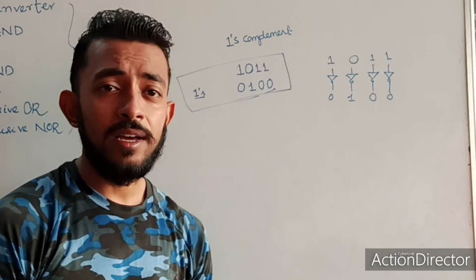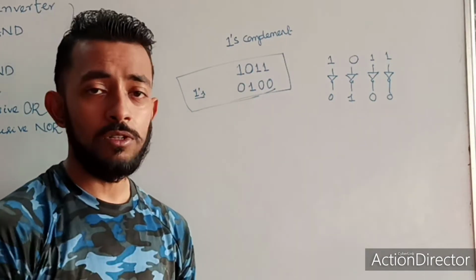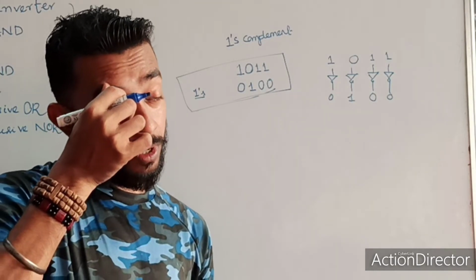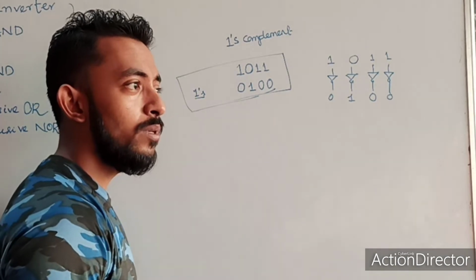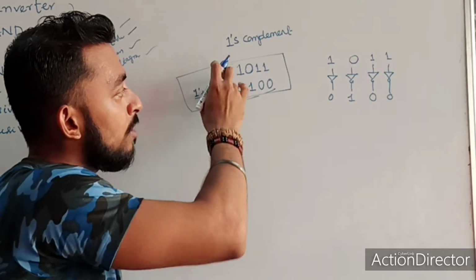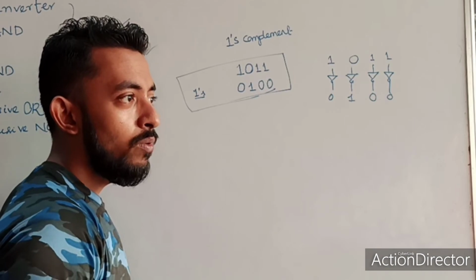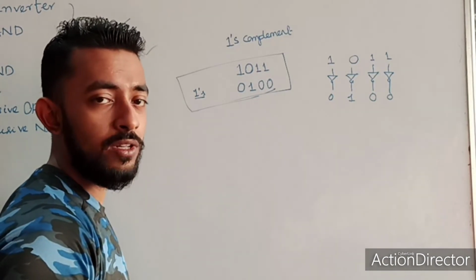Then the question might arise: what is ones complement and why are we doing all this by changing all those values? We are doing it because in our binary number system we can represent any positive number with the use of these bits, but we can't write a negative number simply like the positive number.